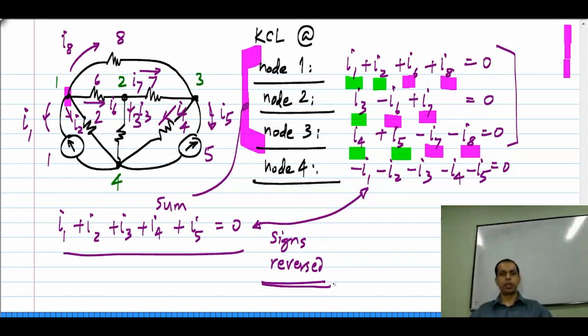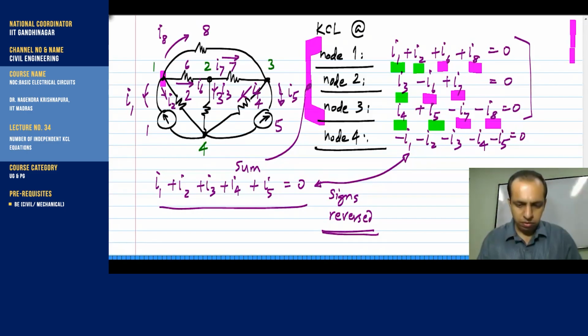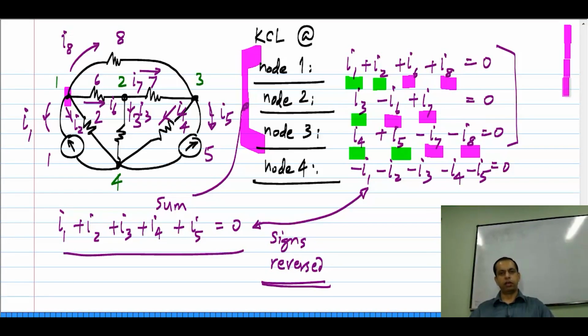So, basically the fourth equation is dependent on the first three equations. We have only three independent equations. So, in general, in a circuit with n nodes, we will have only n minus 1 independent Kirchhoff's current law equations. Now, this is not a particular property of this circuit, but true for all circuits. I will quickly show why that is the case.